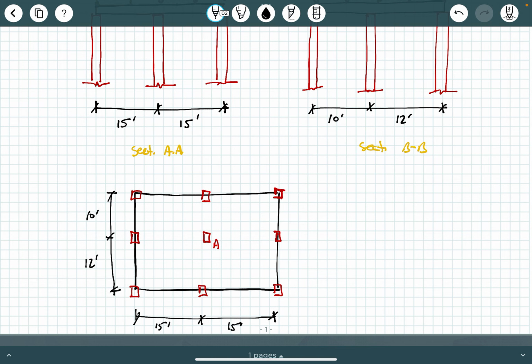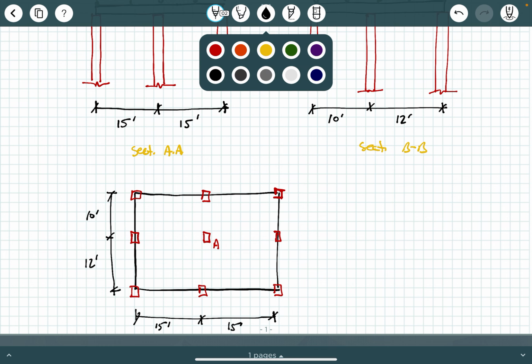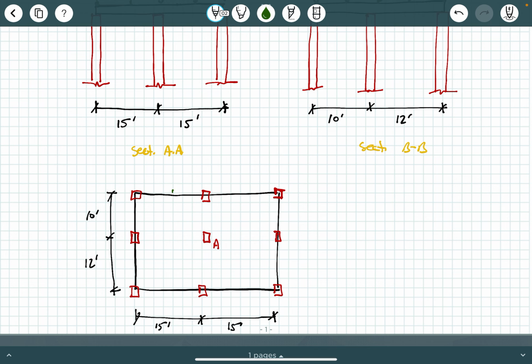10 feet, 12 feet. Okay, so what I'm going to do is I'm going to draw these dashed lines halfway in between the columns in this particular vertical direction, okay? So these are going to be 7.5 feet dimensions, okay? Draw that a little bit better. 7.5 feet, okay?